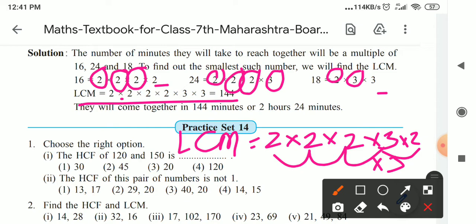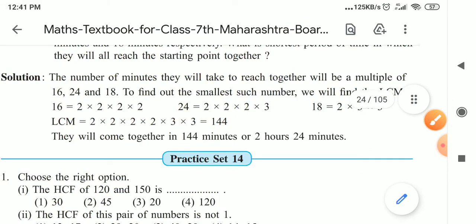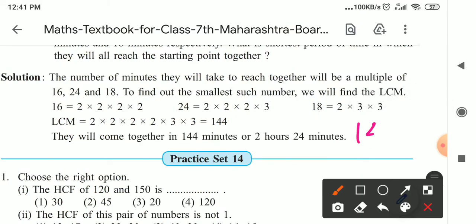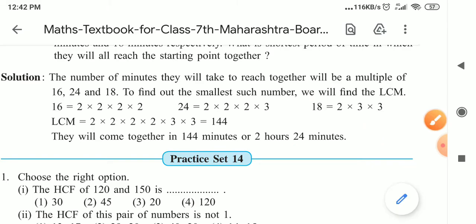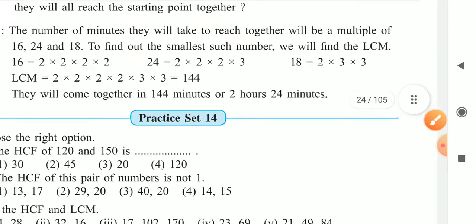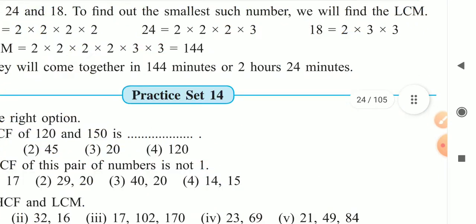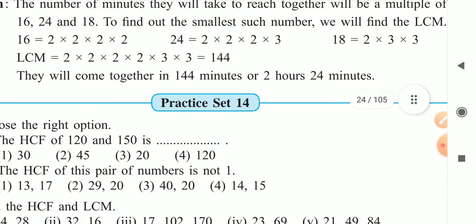So by using this, 144 minutes means how much? 2 hours and 24 minutes. 144 minutes means 2 hours and 24 minutes is required for them to reach the same place after starting. So one more time I will show you how to find the LCM of 16, 24 and 18 here.